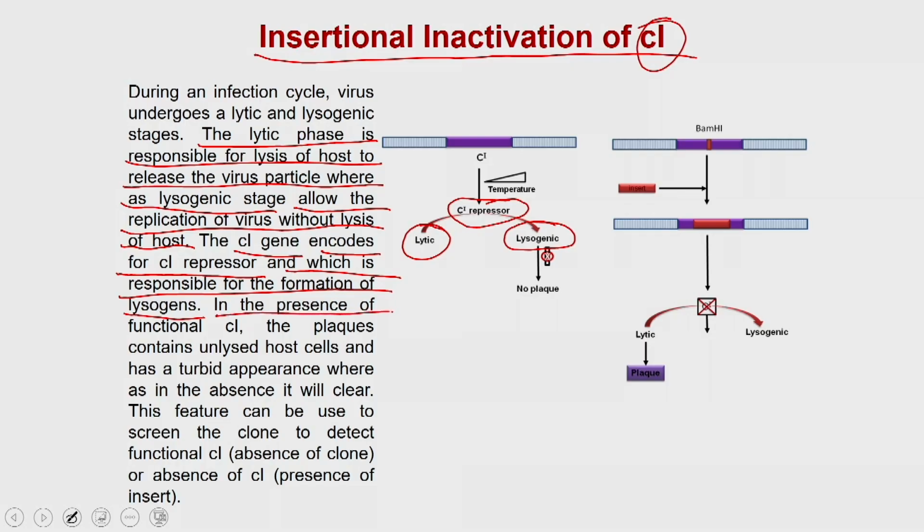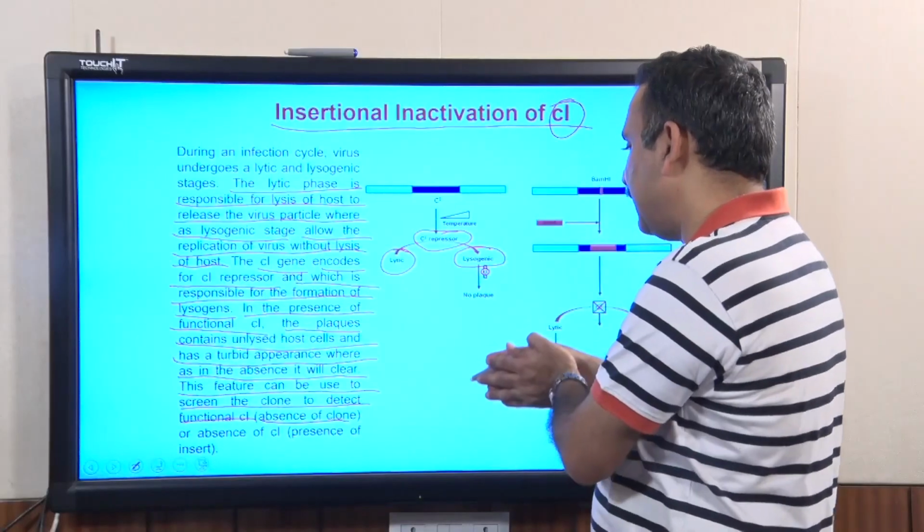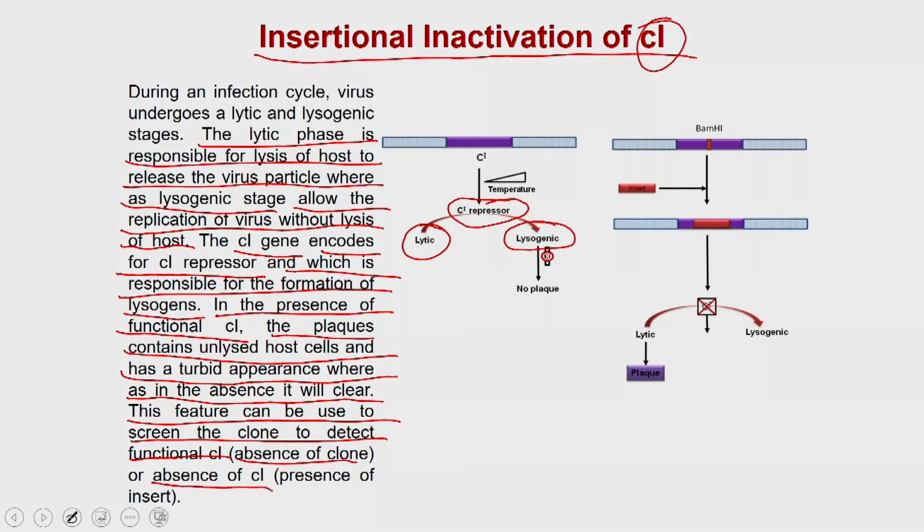In the presence of functional CI protein, the plaques contain unlysed host cells and have a turbid appearance, whereas in the absence of it, they will be clear. This feature can be used to screen the clones to detect functional CI, which means absence of insert. So, if you have the functional CI, it means your insert has not been inserted, but if the CI has been insertionally inactivated, then the CI is not going to perform its function, and that is how you are going to confirm the presence of the insert.